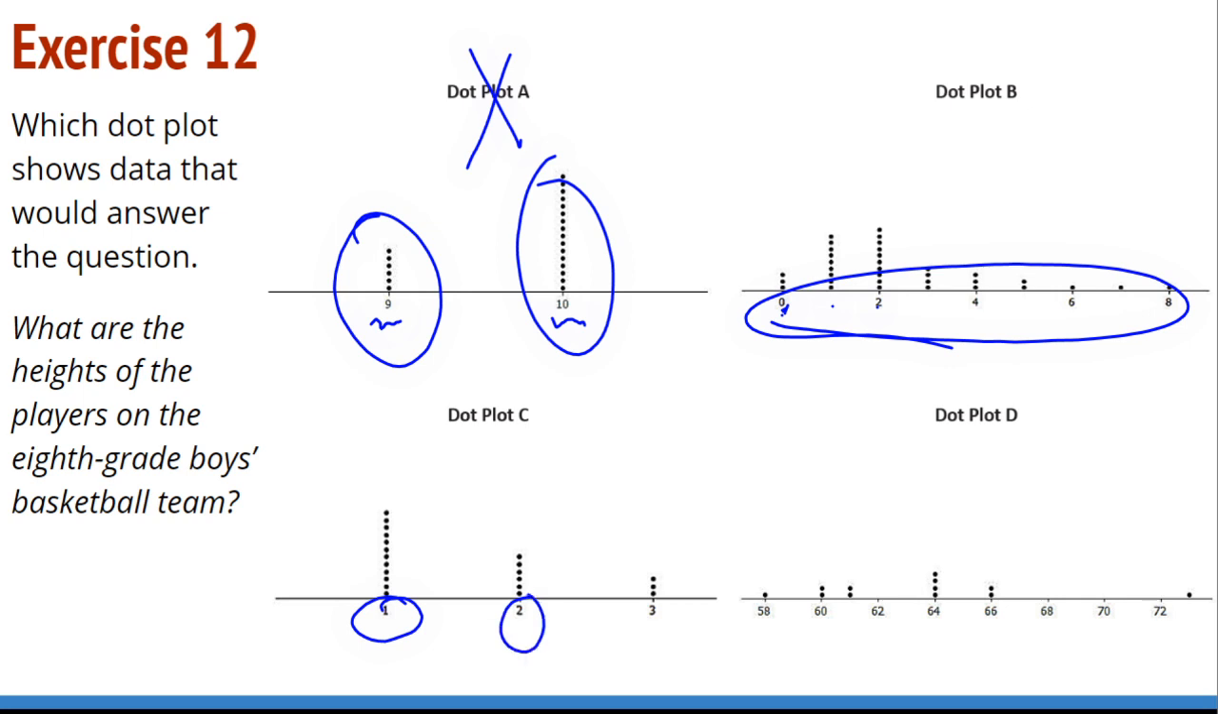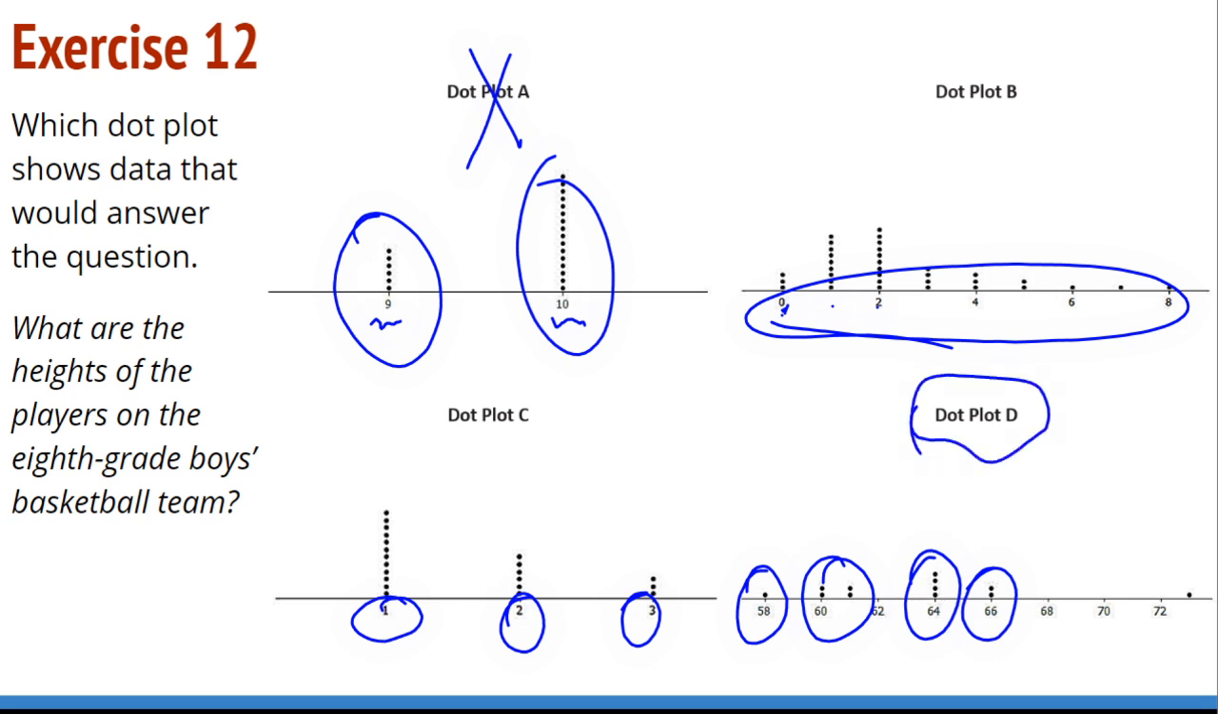I'm just not feeling it. We've got 1, 2, and 3. Once again, 1 yard? 2 yards and 3 yards? Let's see, 3 yards is 9 feet. I don't know of anyone who's 9 feet tall. But as I look at plot D here, I could see these being basketball players. 58, 60, 61, 64, 66 as inches. So dot plot D.